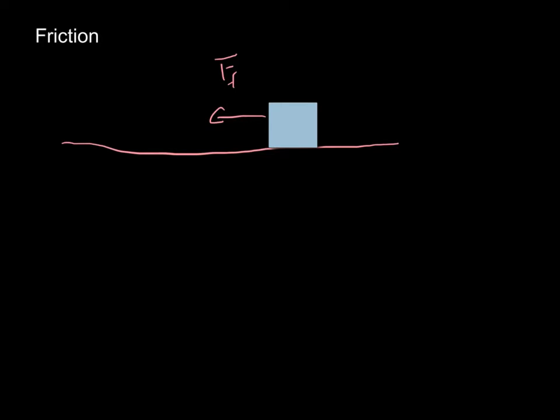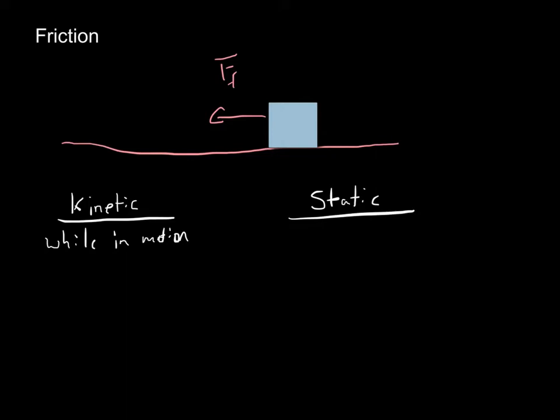There's two types of friction. There is kinetic friction and there is static friction. Okay. Kinetic friction is the friction that you experience while something is in motion. And static friction is to just get it moving.